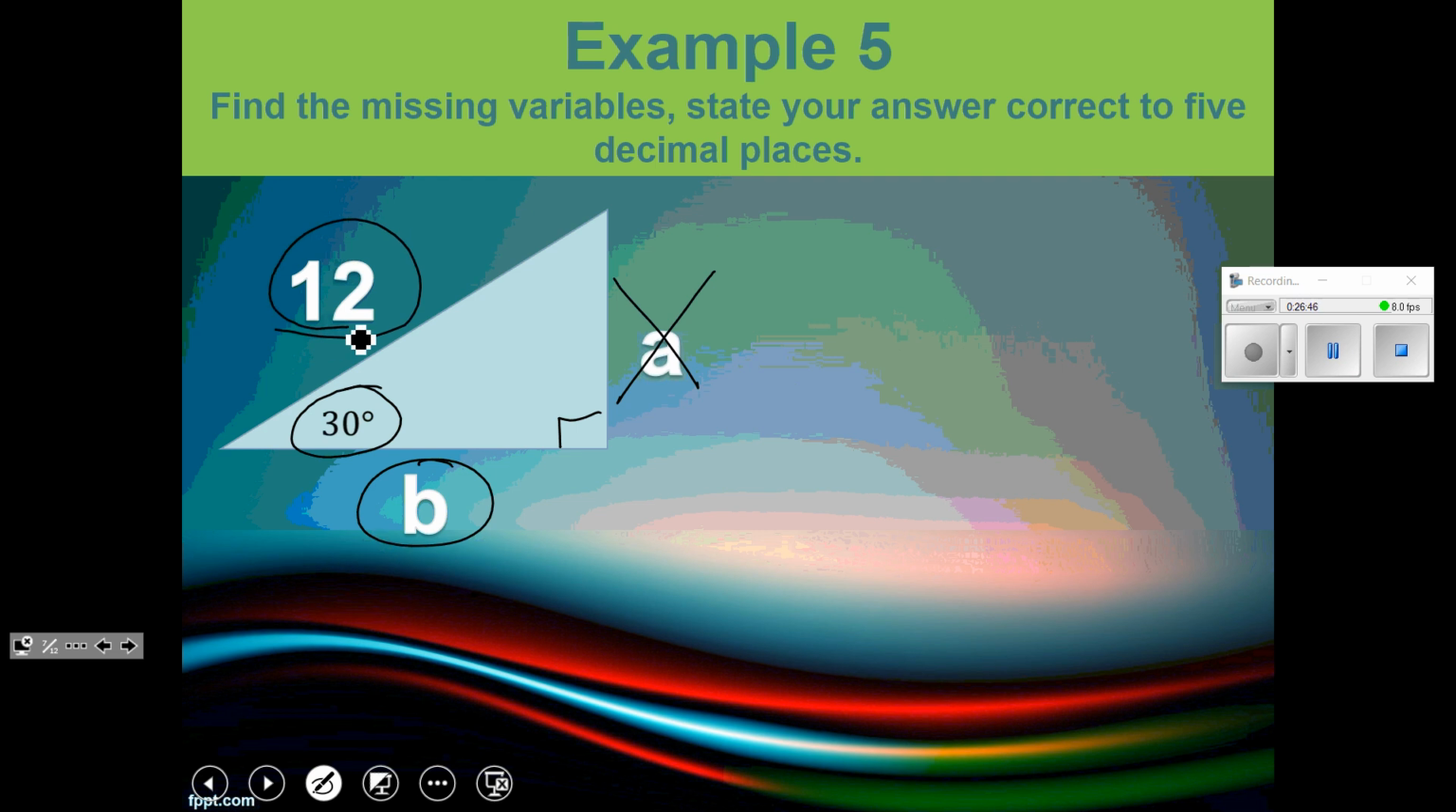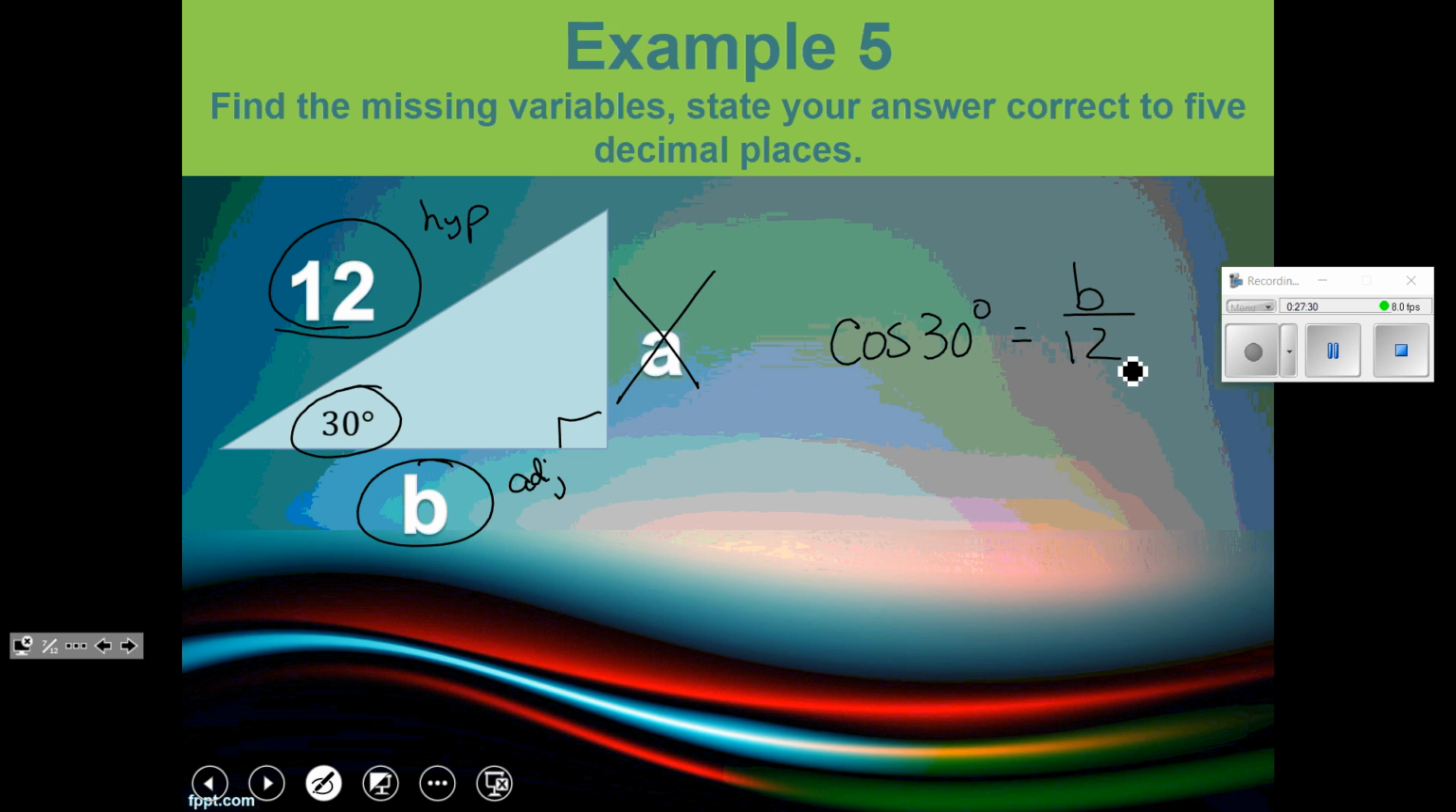So what's the relationship between 30 degrees and this side? Which side is this? This is the adjacent side to the 30. You with me so far? What's this side? The hypotenuse. So which trig function would pull it all together? The cosine. Everybody agree? I could say that the cosine of 30 degrees is equal to what over what? It's equal to b over 12. Very good. It's the adjacent divided by the hypotenuse.